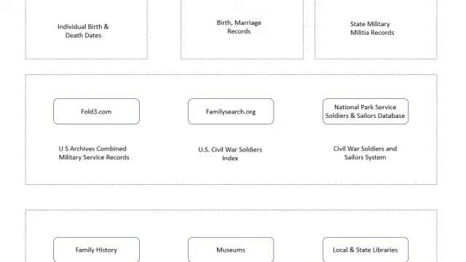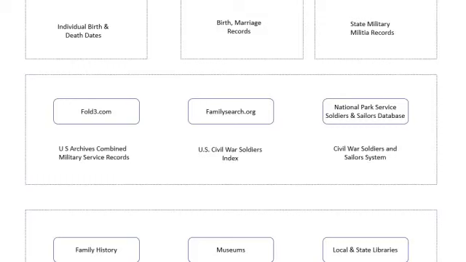Fold3 has the digitized U.S. Archives combined military service records. And that's really the gold standard that we'll use to determine if someone is a veteran or not. Two other options that are free are FamilySearch.org, which has a U.S. Civil War Soldiers Index, and the National Park Service, which has their Soldiers and Sailors database. A lot of those have duplicated information from the Fold3 CMSR, but you're not going to get as much detail. Fold3 actually lets you look at the record to see how they signed, what age they were, and where they lived at the time that they enlisted.